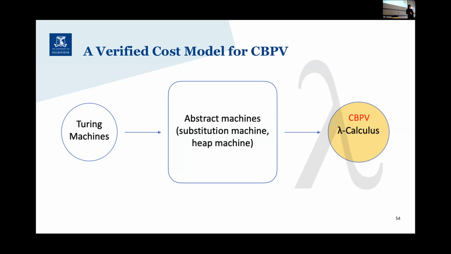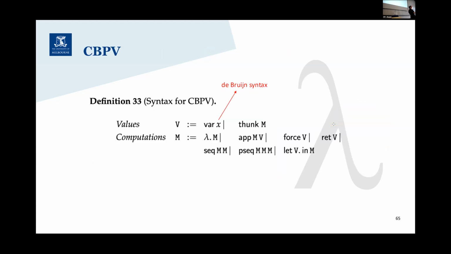Inspired by this, we also want to go through two abstract machines, including the substitution machine and the heap machine, to show that call by push value lambda calculus is reasonable. So the first step was to formalize call by push value lambda calculus in Coq. And this is the syntax for the call by push value that we formalized.